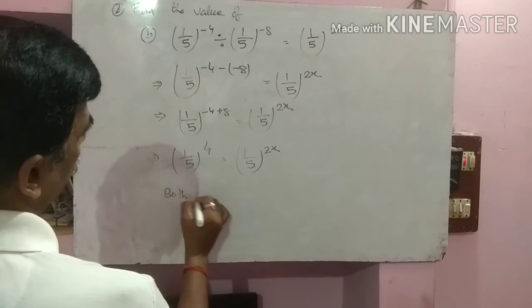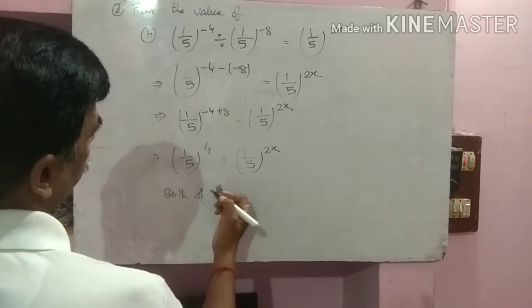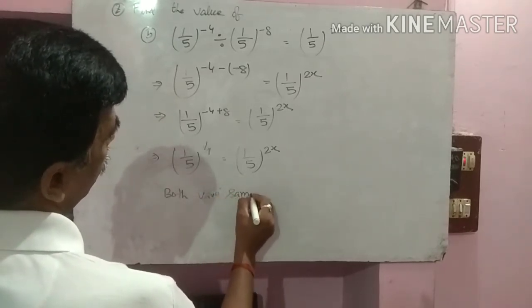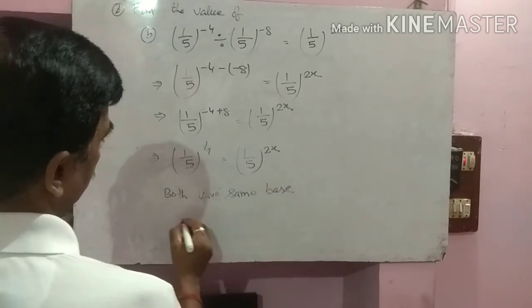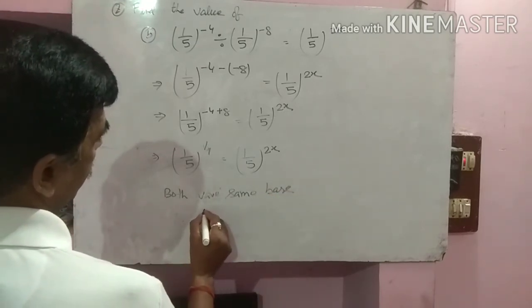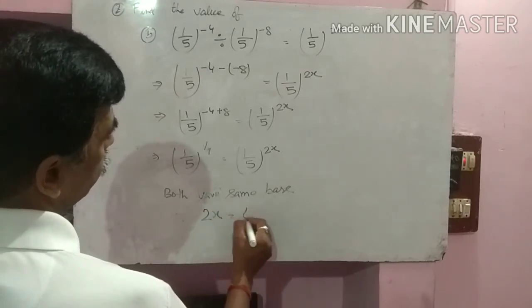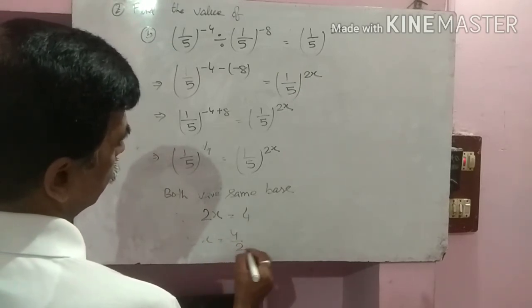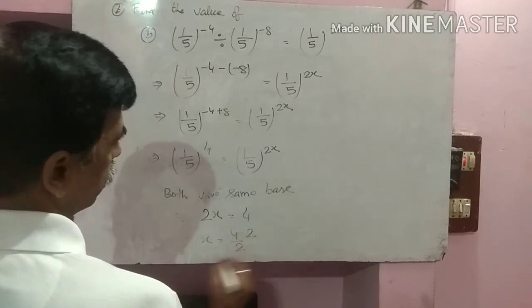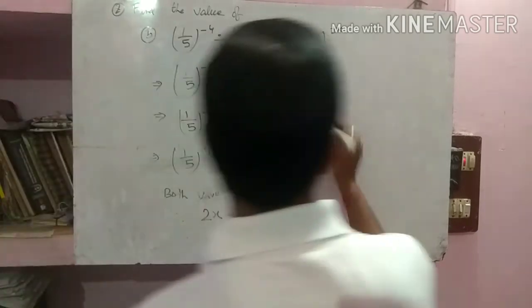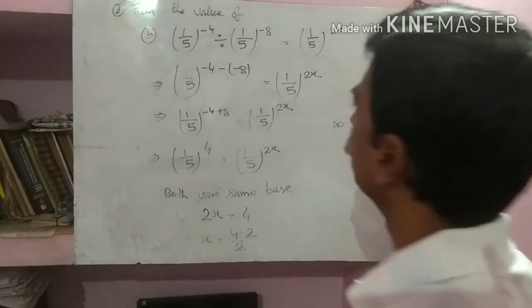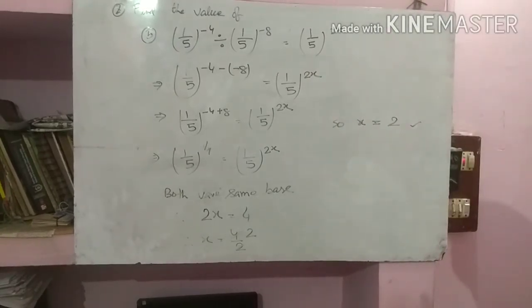Okay, so you can write both have the same base, therefore 2x is equal to 4, therefore x is equal to 4 by 2, 2 twos are 4, so x is equal to 2. Okay, write this one also.